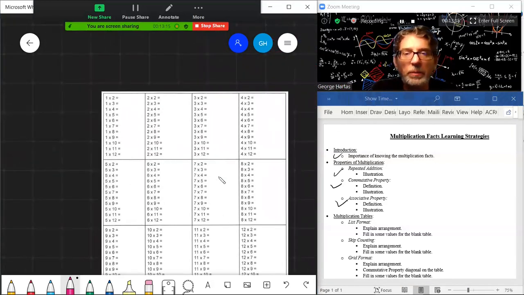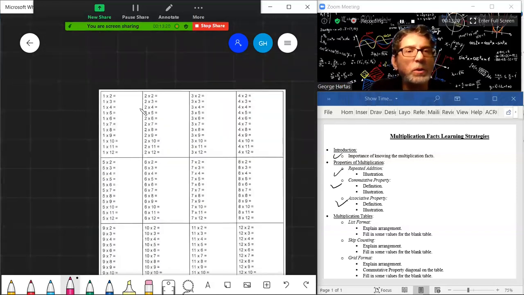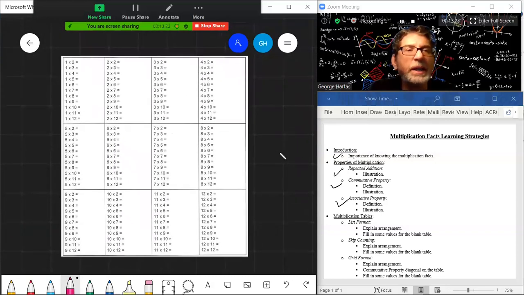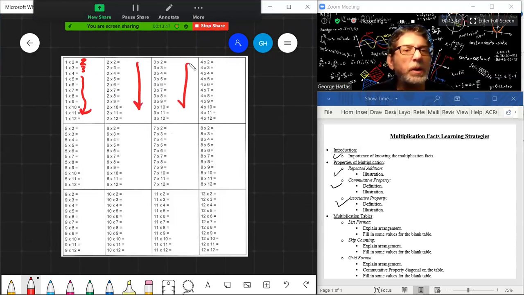Okay, so let's start with something that's called the list format. This is called a multiplication in list form. So this might be a good place to start. If you're struggling with multiplication, this might be a good place to begin. So all you do here is you just fill out the table as you go down the lists. So 1 times 2 is 2, 1 times 3 is 3, keep going. Then you come over here, then you come over here, the 4s. Let's do a couple of these.